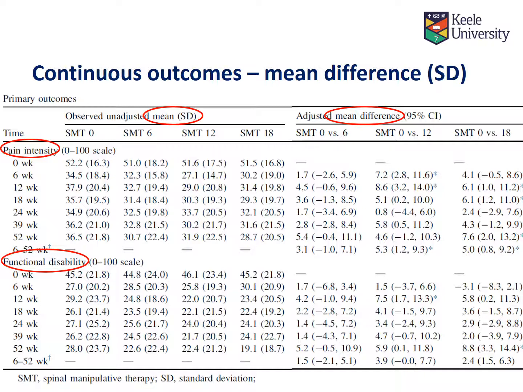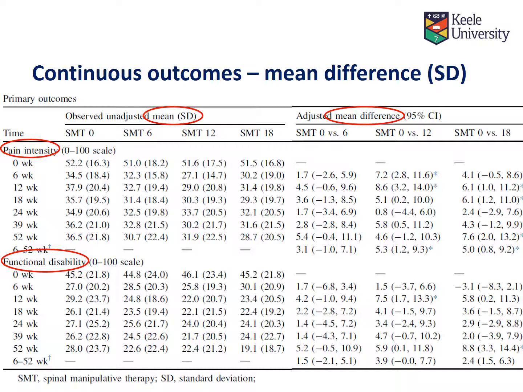The next columns, the left half of the table, are the unadjusted mean and standard deviation for each group. And the spinal manipulation therapy: SMT0 means they had 0 sessions, baseline. SMT6, they had 6 sessions. SMT12, 12 sessions. SMT18, 18 sessions. And then to the right side, you have the mean difference.